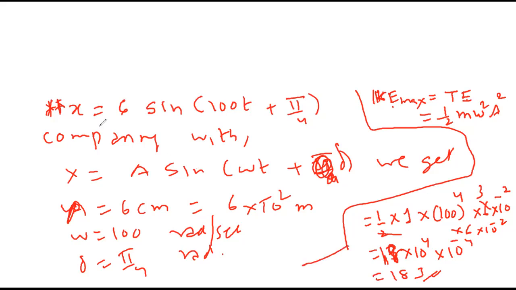What logic will you remember? Equation given, always compare. Then think: K max is total energy, which is half m omega square a square. Everything is playing with formulas. If you can recollect the formula at the proper time, you can solve all problems. Copy.